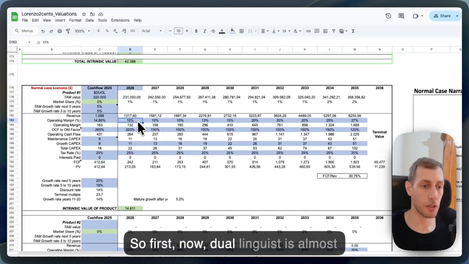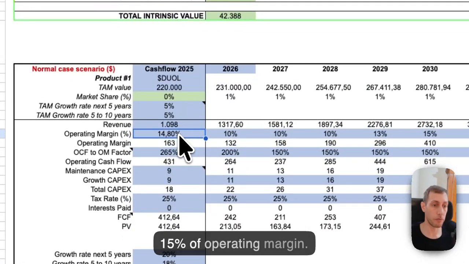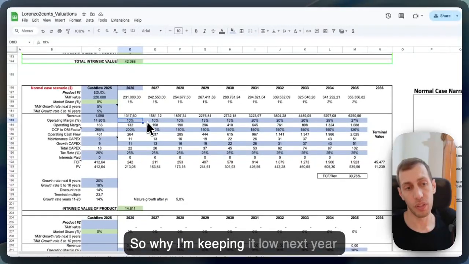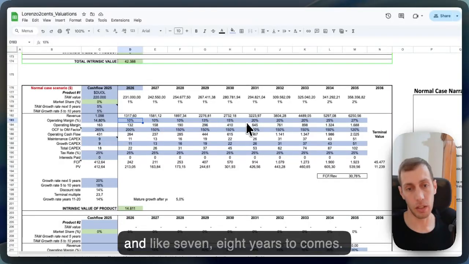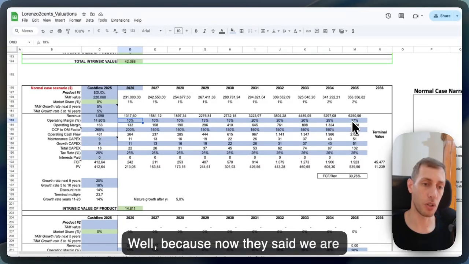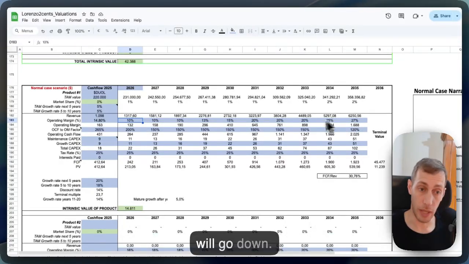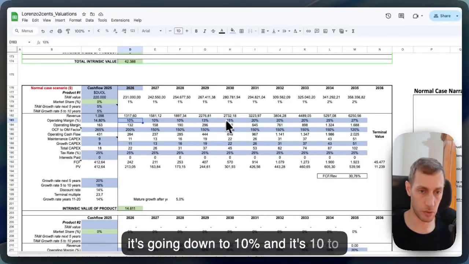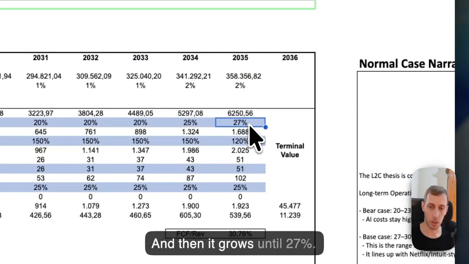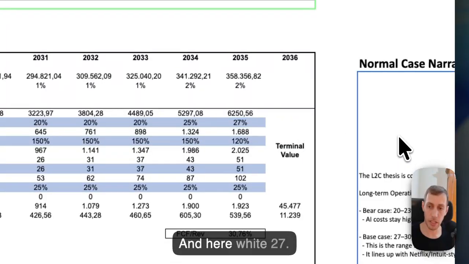Then this is where your assumptions become fundamental to the final result. So first, now Duolingo has almost 15% of operating margin. So why am I keeping it low next year and for like 7-8 years to come, and then it just increases, growing back in the last part of the 10 years? Well, because now they said we are focusing on growth. So I expect that the operating margin will go down, right? So it's going down to 10%, then it's staying at 10% for 3 years, then it starts recovering, and then it grows until 27%.